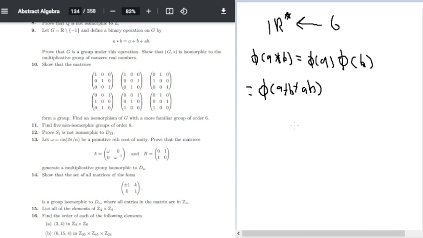I mean, wait, we can't factor that. Not really. Oh wait, no, we can. No, we can. This is equal to phi of A times phi of A times one plus B plus P. Now I can.